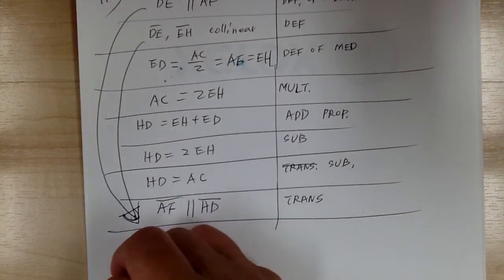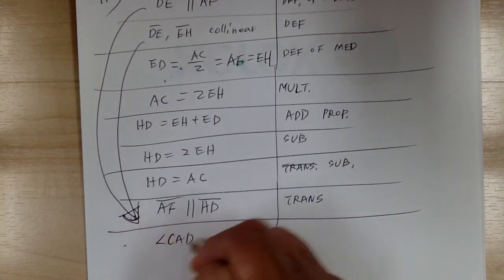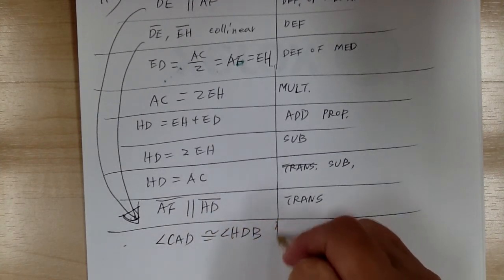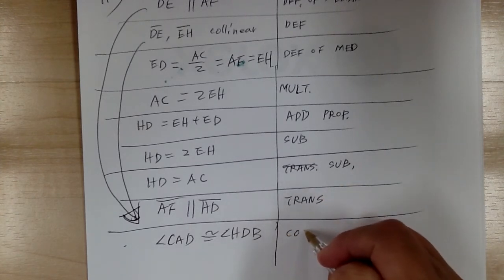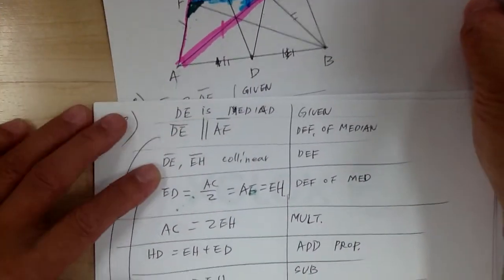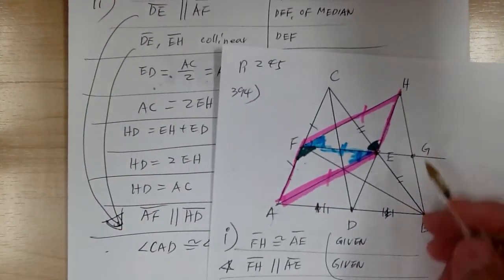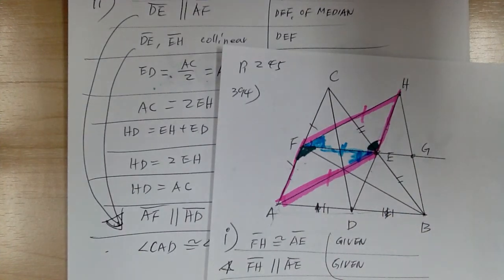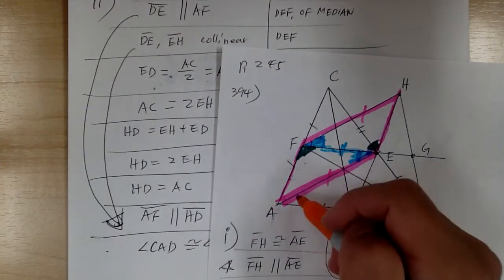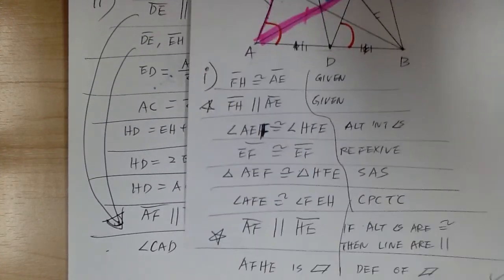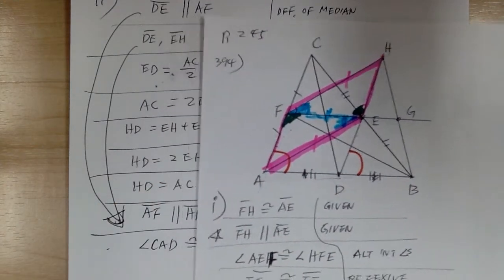Then after that, you have angle CAD is congruent to angle HDB, and this would be corresponding angles. So you have the CAD and HDB, these two angles right over here. Okay, so they are corresponding angles.